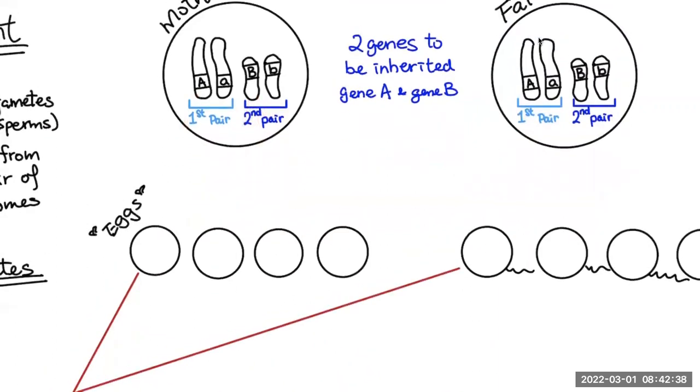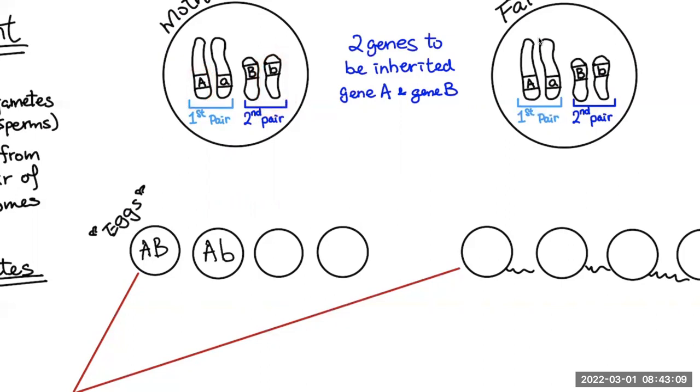Let's say the first combination: I may inherit this one and this one in my first one. So that is going to give me a big A and a big B. The second one, I could get the first one, but this time the second one of the second pair. So that's going to give me big A, little b.